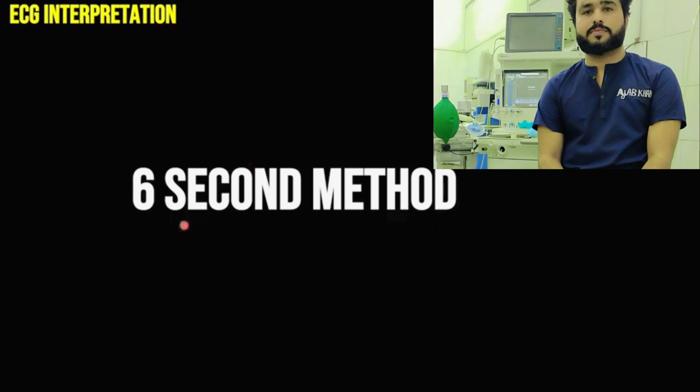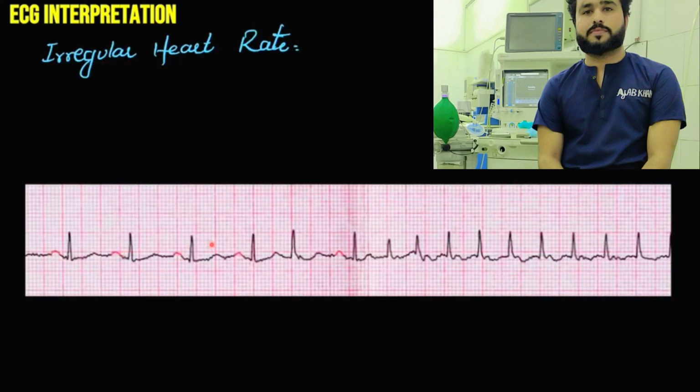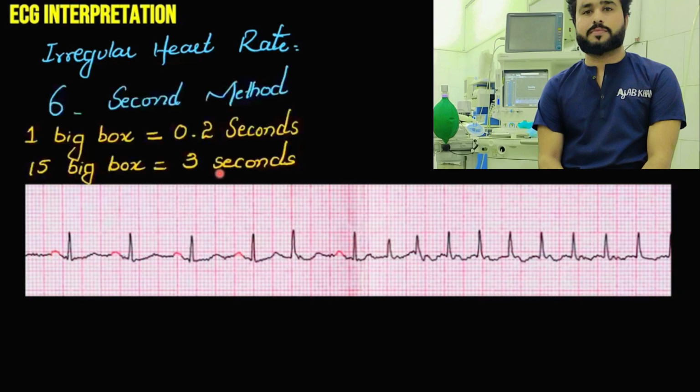In the 6-second method, remember, in patients with irregular rhythm, such as atrial fibrillation where the ECG has an irregular rhythm, you cannot use the 300 method, the square counting method, or the 1500 method, because the distance between QRS complexes is somewhere smaller and the distance between two QRS complexes is somewhere larger. In such cases, you use the 6-second method. How do you perform the 6-second method?